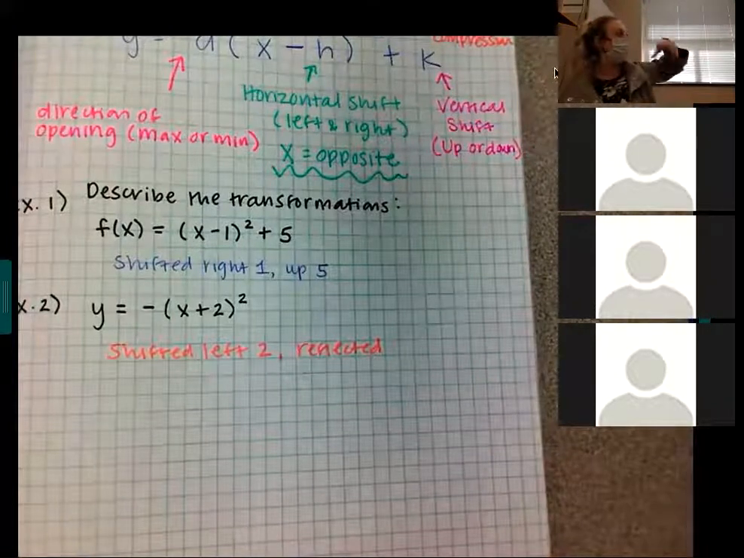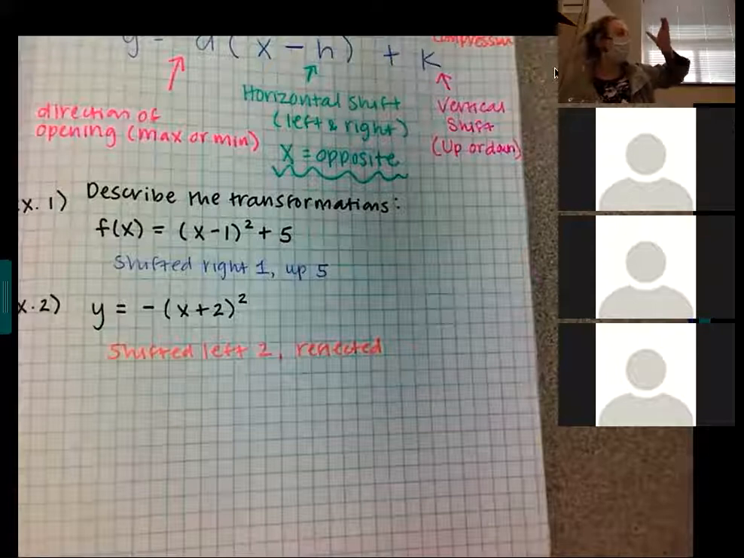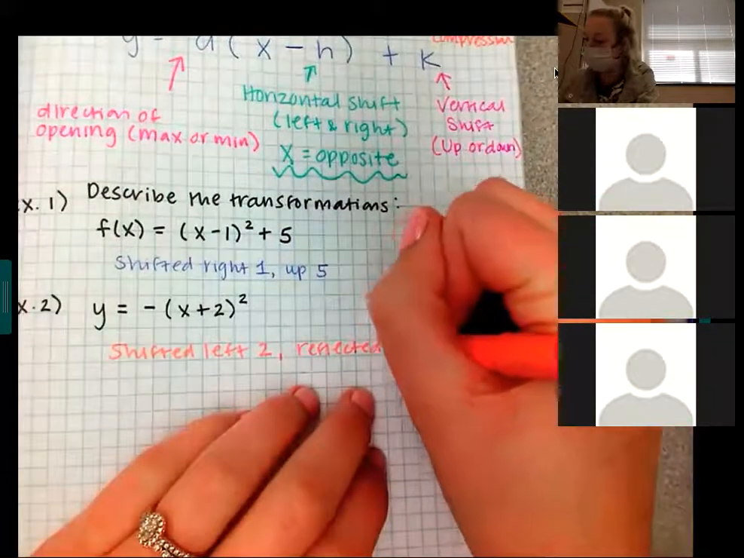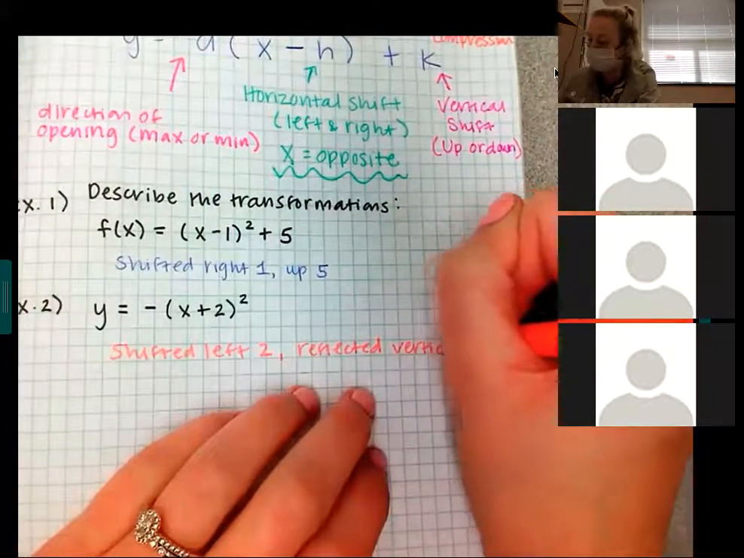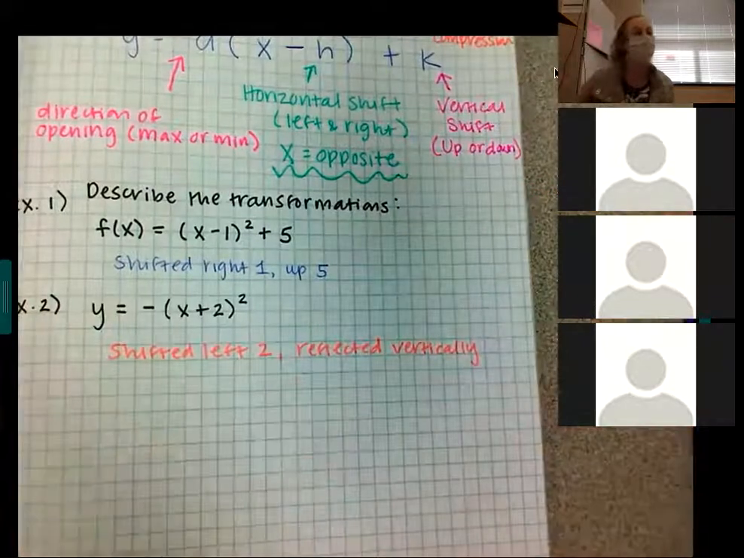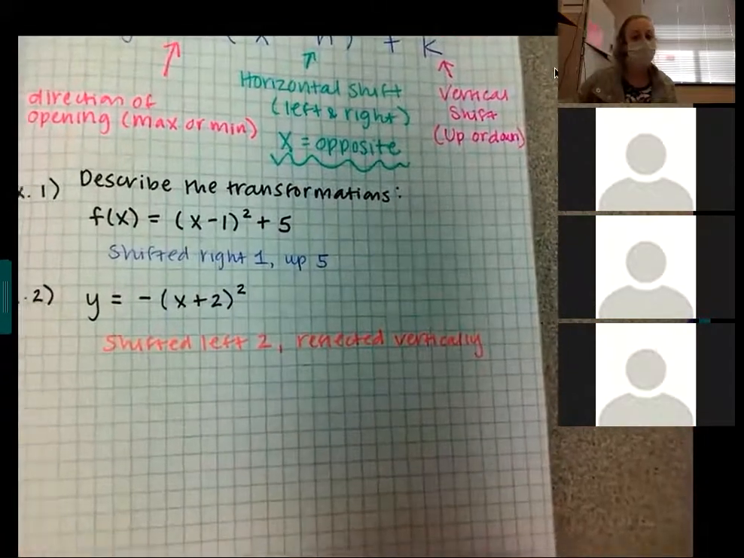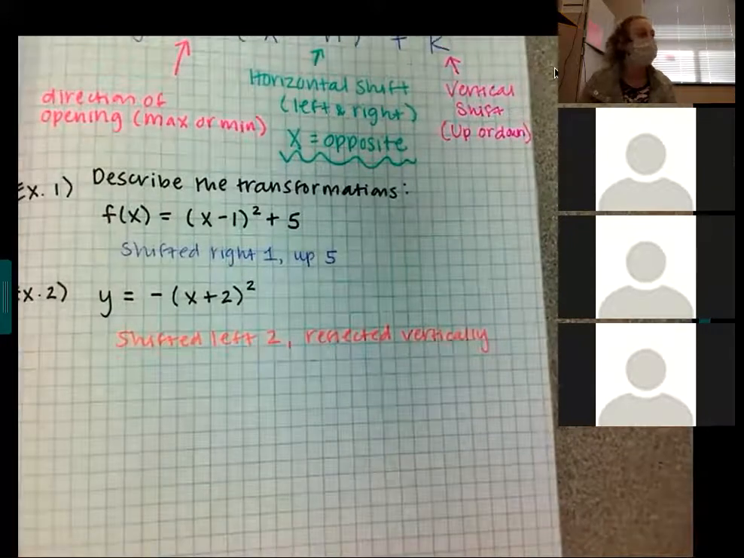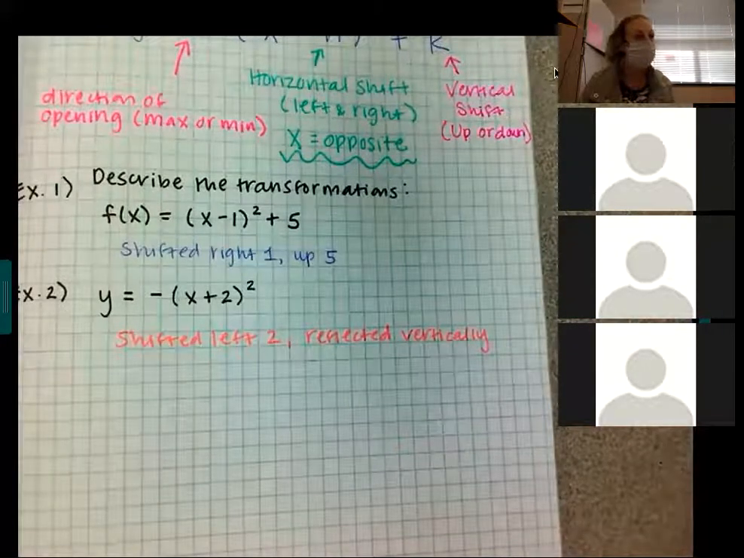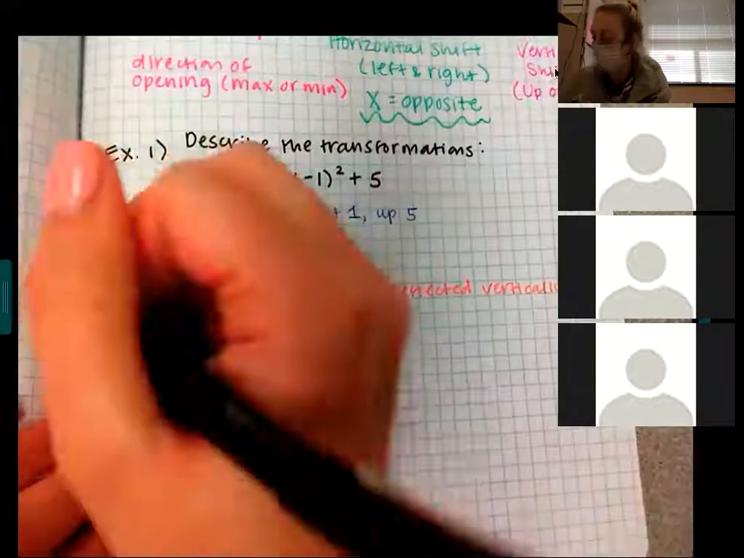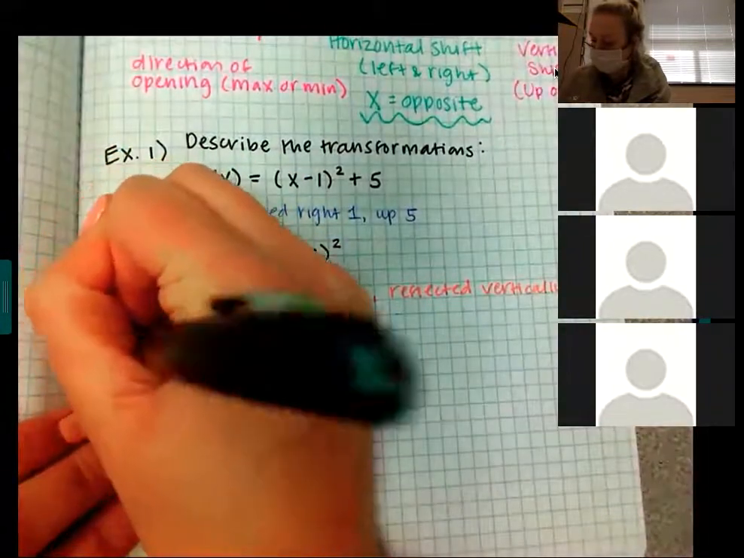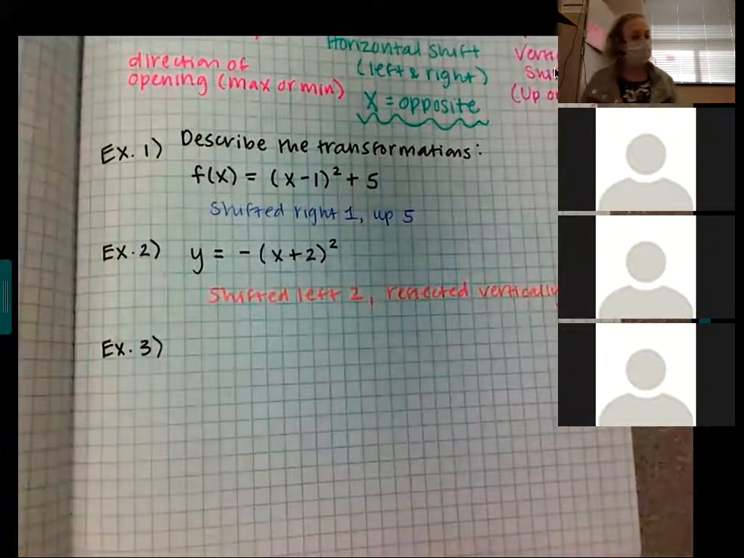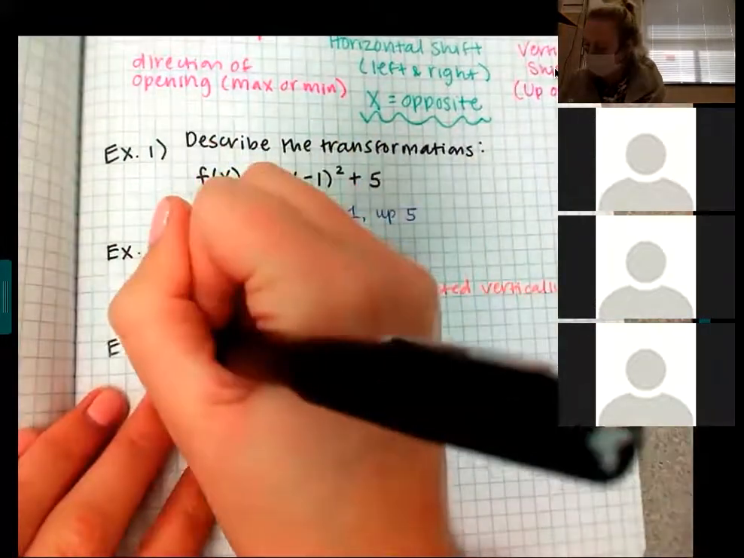What are up and down called? Starts with a V. Vertical, reflected vertically, or you can say vertical reflection. Does that make sense? Yeah? Yes? Okay, we're going to do a couple more and then I'm going to go into the graphing part. So example 3.